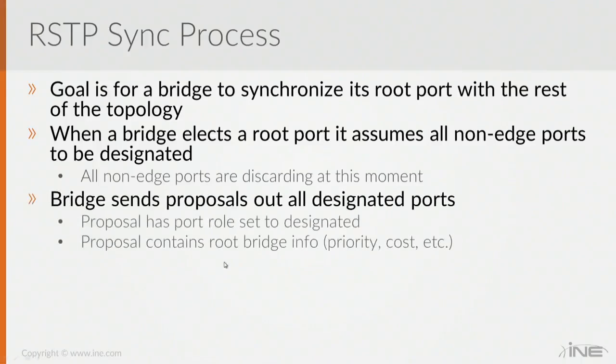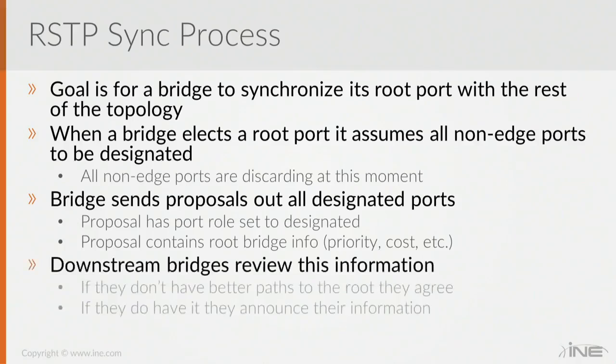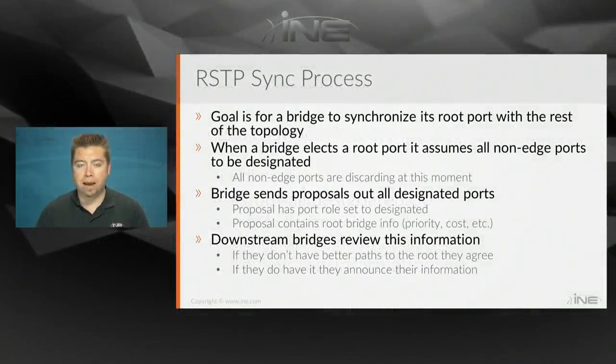So again, the way that it does that is by sending the request out the designated ports, asking the box on the other end, do you agree on who is the root bridge? The box on the other end is going to look at this info. If they do not have a better path to the root, they say, okay, I agree that my path to you is now going to be the root port, and I'm going to continue the synchronization process downstream.